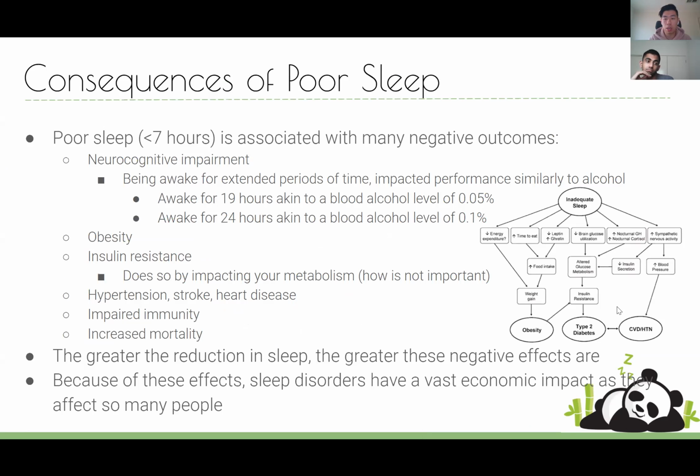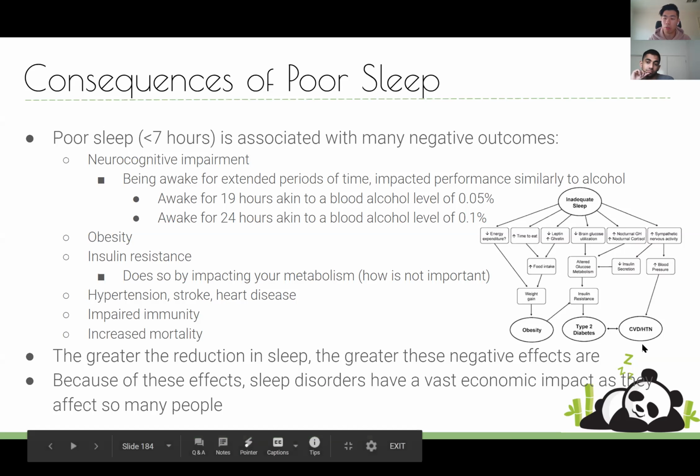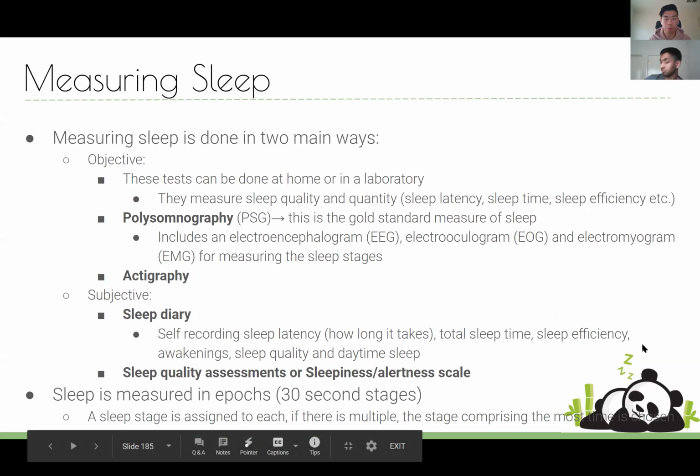The consequences are exactly what you would expect. So neurocognitive impairment, but also more severe ones: obesity, insulin resistance, high blood pressure, stroke, impaired immunity, and increased mortality. In some respects, you can just think of what bad things are happening. No sleep is never a good thing.